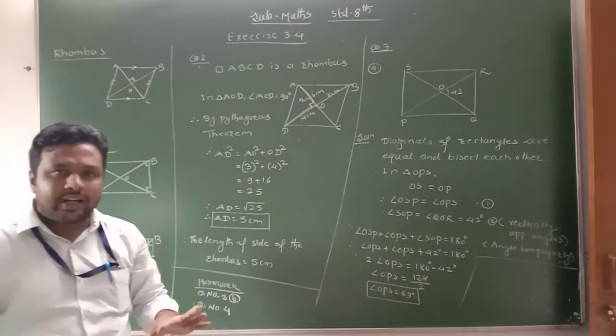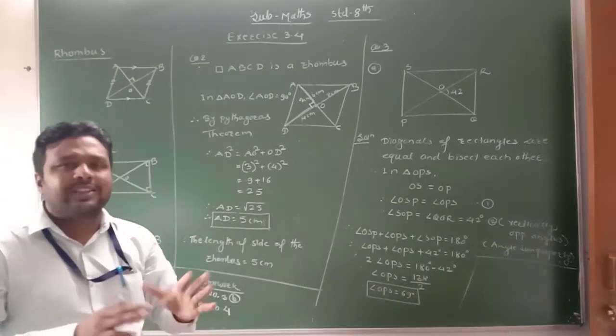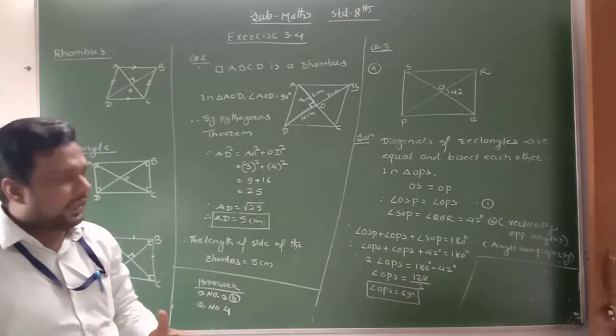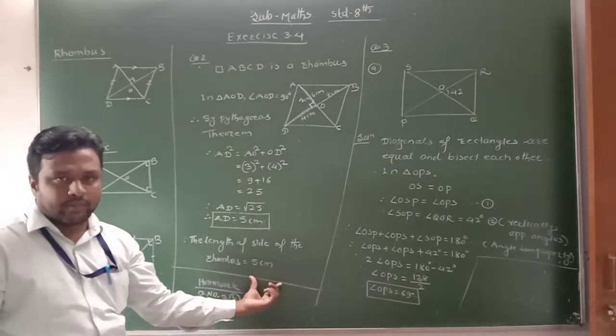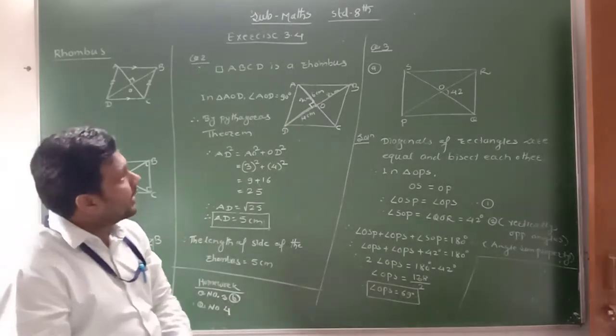Therefore, we know that according to property of rhombus, all the sides of rhombus are what? Equal in length. Therefore, length of the side of the rhombus is equal to what? 5 centimeter. Okay, student? Now see the next question.